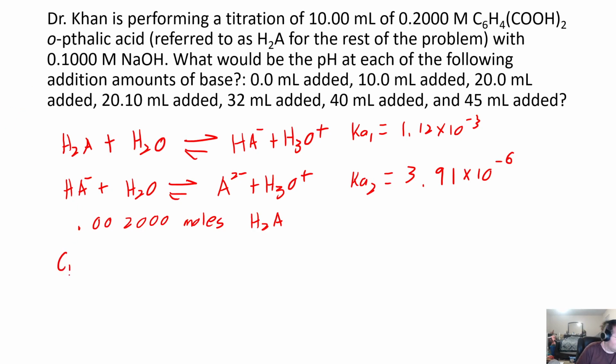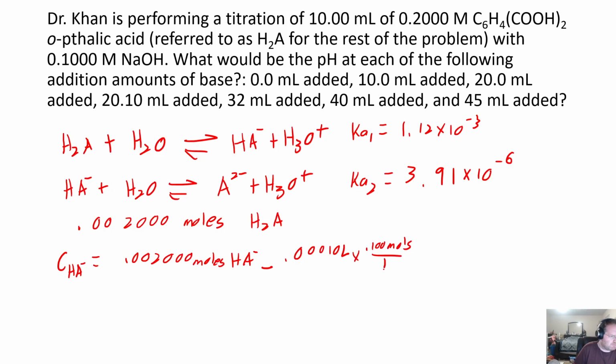And so these are analytical concentrations. They're how much we have before we start worrying about equilibrium effects. So our concentration of HA- is, we had 0.002000 moles of HA-, because that's what we had at the first equivalence point, and then we got rid of a little bit more. So that little bit more was the last tenth of a milliliter, so that's 0.00010 liters times its molarity, 0.100 moles per liter.